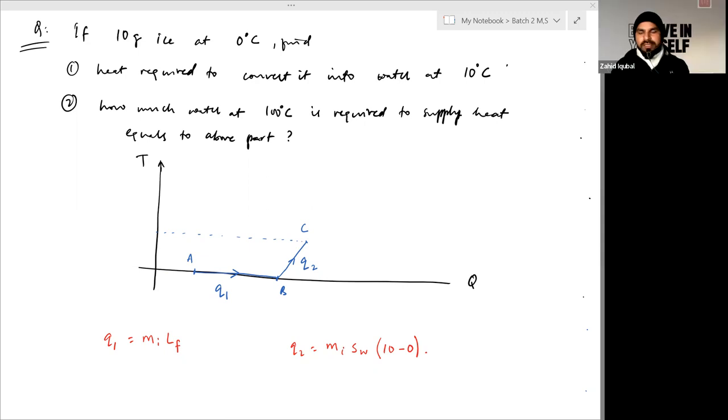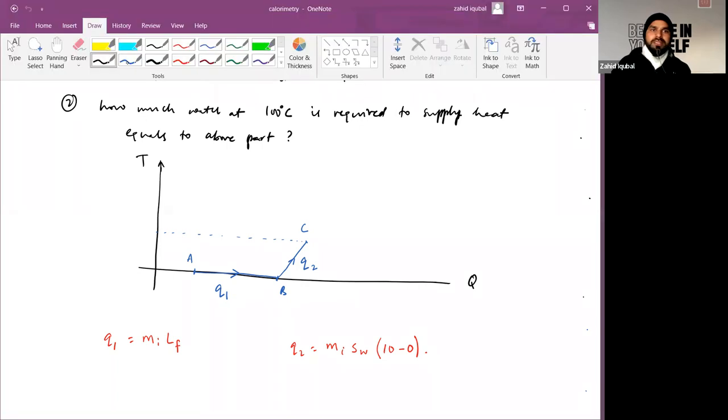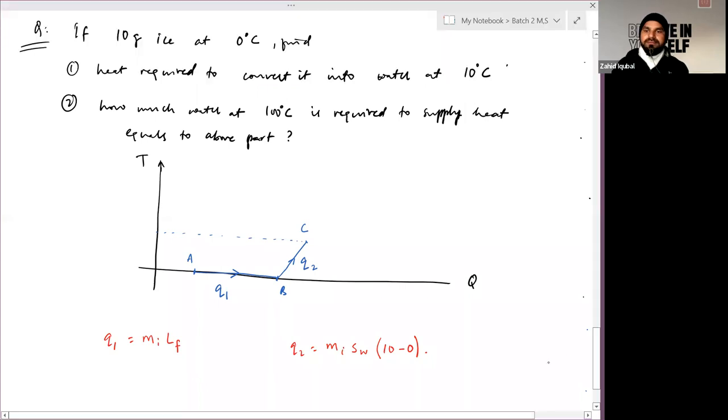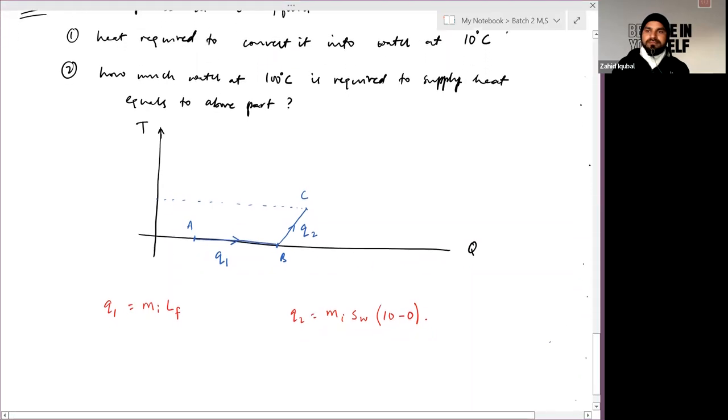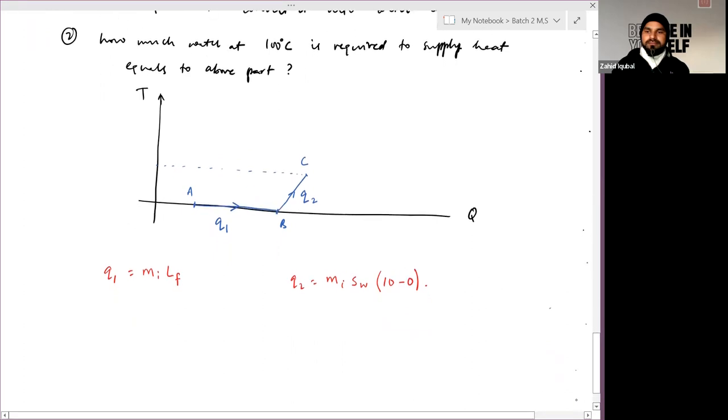Good, Samara. Try to find the second part. Sakshi, you got any answer? Asma?